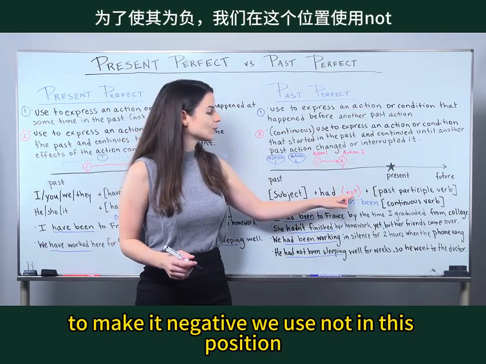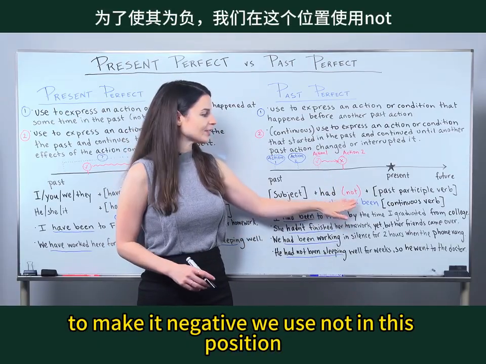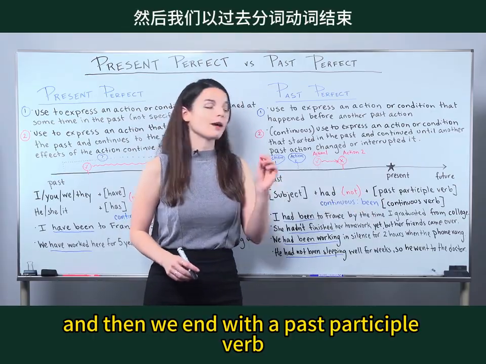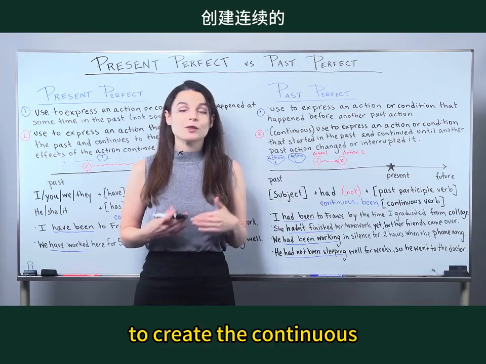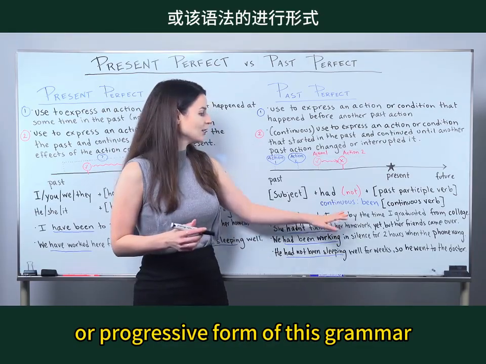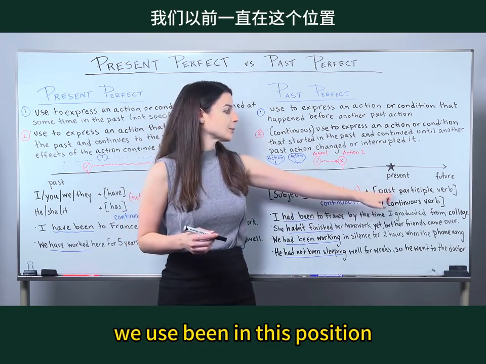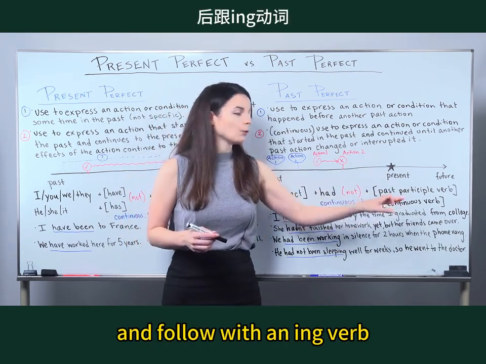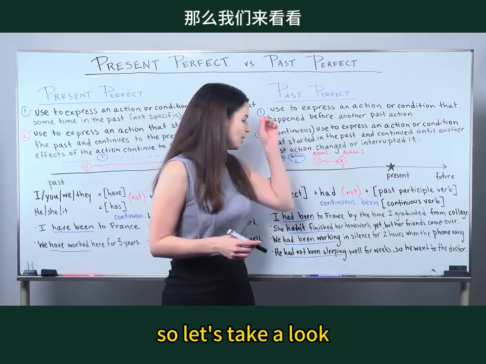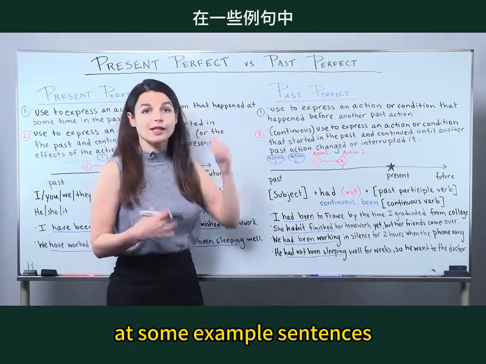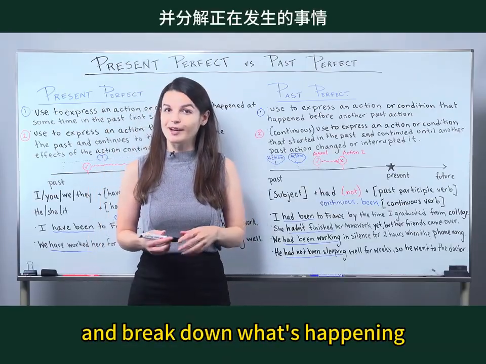To make it negative, we use not in this position, and then we end with a past participle verb. To create the continuous or progressive form of this grammar, we use been in this position and follow with an ing verb, the continuous form of the verb. So let's take a look at some example sentences and break down what's happening.